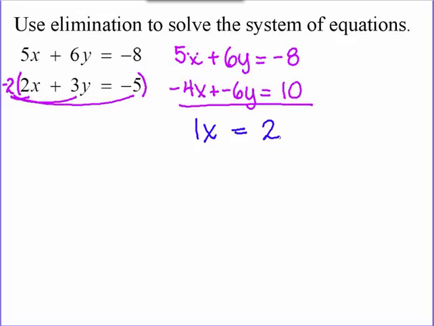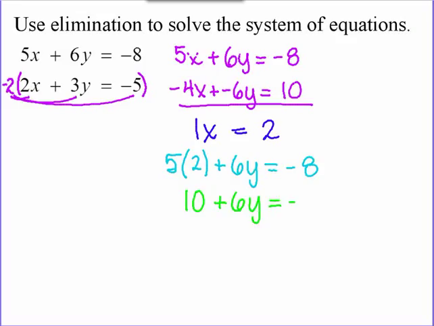I'm going to substitute it into either one of those 4 equations. Doesn't matter which one. I always advise to pick one of the first ones though, because those are generally smaller numbers. And so I'm just going to go ahead and pick the top equation. So the top equation says 5 times x plus 6y equals negative 8. So 5 times 2 is 10 plus 6y equals negative 8.